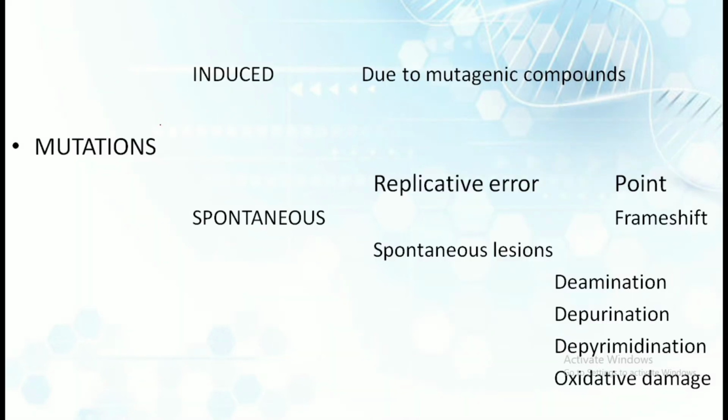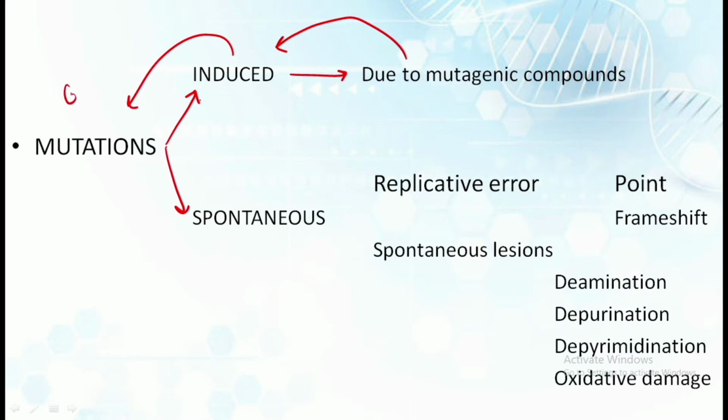So let's talk about the various types of gene mutations that could occur. Gene mutations could either be induced or spontaneous. Induced, when the gene mutation occurs because of mutagenic compounds. When it occurs because of mutagenic compounds, then we say that these mutations are induced.